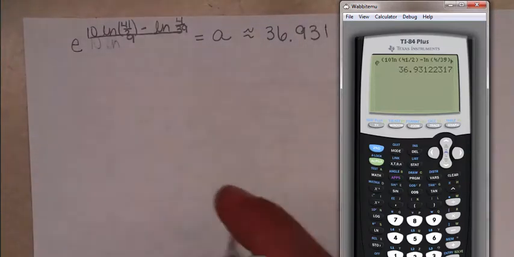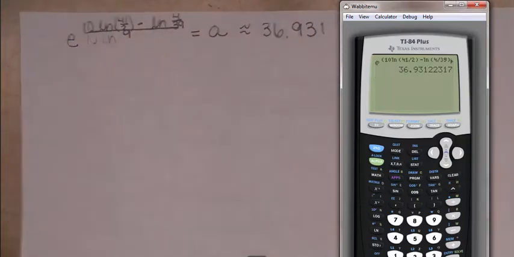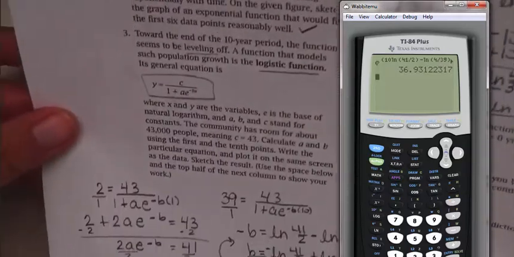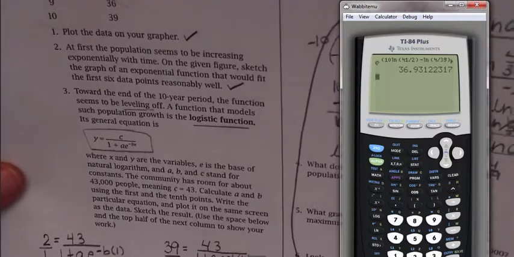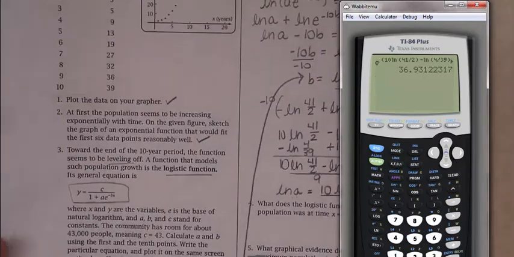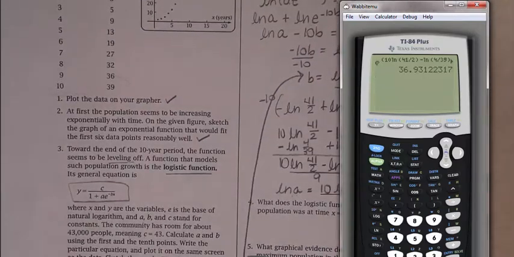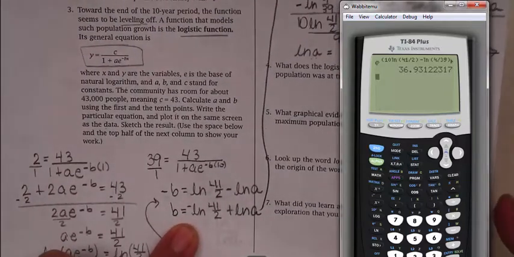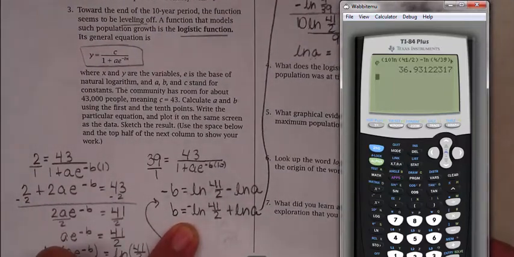Okay. Now I'm going to take that value of a and plug it into one of my b's. So let's see here. What's the best one? How about this bottom one? b equals negative ln of 41 halves plus ln of a.